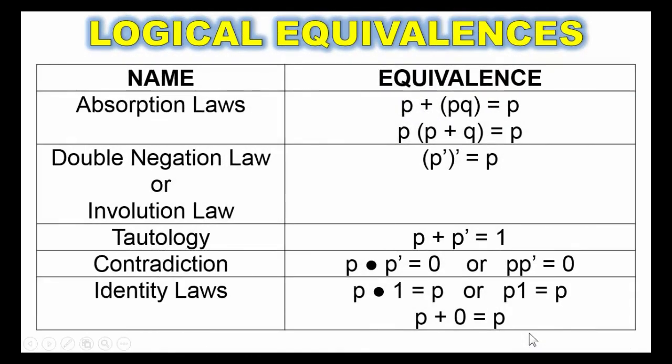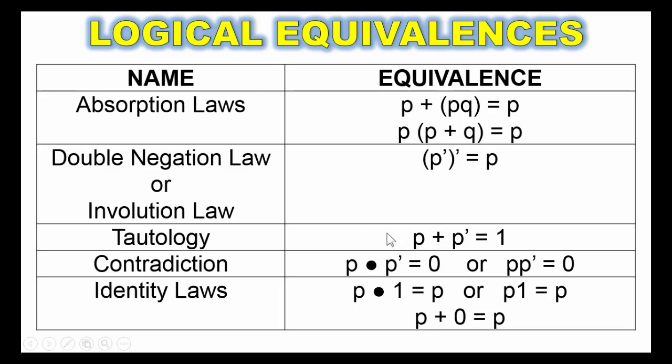Absorption laws state that P or quantity P and Q is equivalent to P. Another is P and quantity P or Q is equivalent or equal to P. The double negation law or involution law states that not of the quantity not of P is equal to P. This is similar to algebra, where multiplying a negative by another negative gives a positive product.